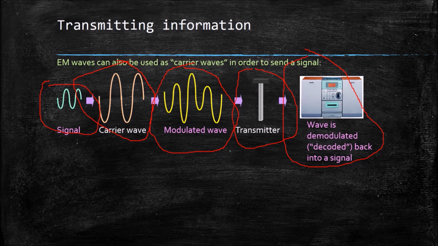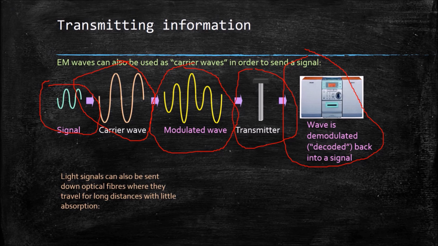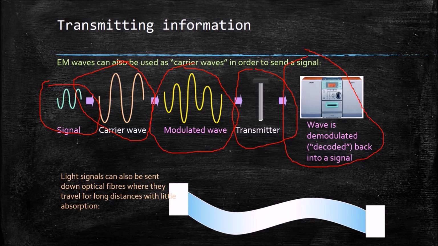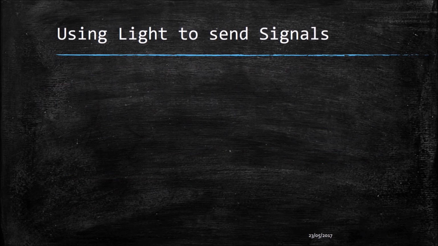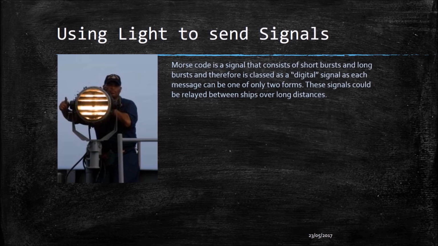Light signals can be sent through what we like to call fibre optics, or optical fibres. So we send it off in the same way we do with electromagnetic waves, but as visible light, it bounces down the cable. Back in World War II and other previous ways, we used code as signals. So Morse code is a signal that consists of short bursts and long bursts, classed as digital, either on or off. Modern signals can be sent through electrical or radio signals.